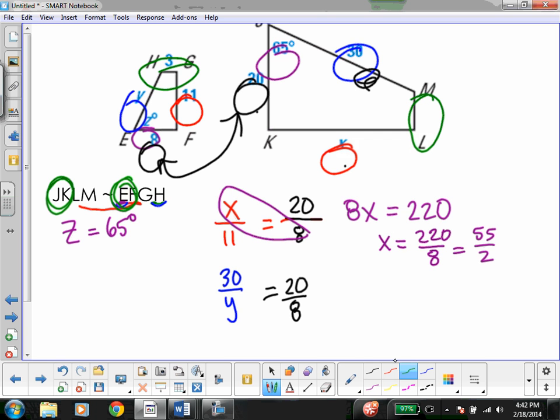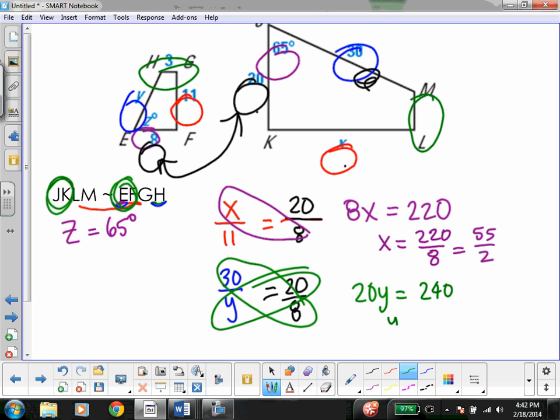For my next fraction, I will multiply the y and the 20 to get 20y, and the 8 and the 30 to get 240. I'll divide to get the y alone. 240 divided by 20, so y equals 12.